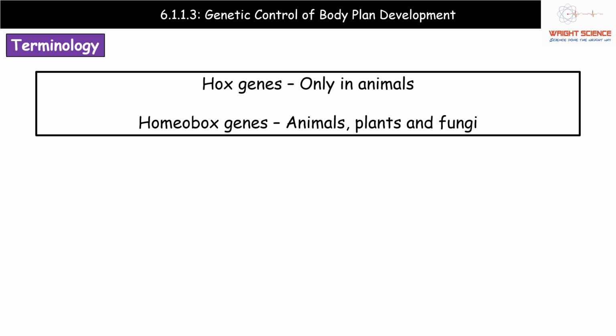Before we go any further about this, there are two terms we need to learn carefully, because if you use these in the wrong context, you can cost yourself marks on the exam papers. So, we've been talking about homeobox genes, and they are found in animals, plants, and fungi. But we can also refer to some as being HOX genes. If we're talking about a HOX gene, this is only in animals. So if we're talking about animals, you could use homeobox or HOX. If we're talking about plants or fungi, you have to say homeobox genes.